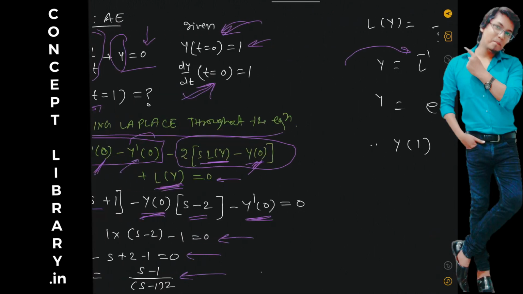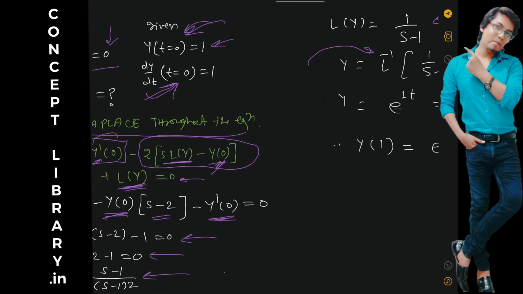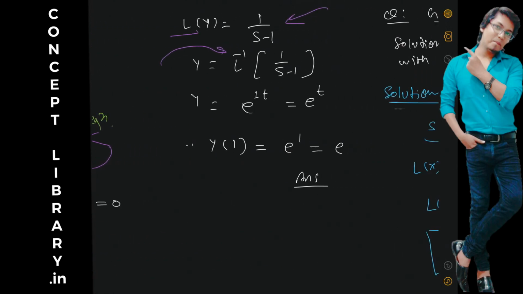Okay guys, till here we applied Laplace. Now you send this L that side, it will be L inverse, means now we are applying inverse of Laplace. Okay, so it is 1 by s minus 1, so it is nothing but e power 1t. E power 1t, simply I am writing for simplicity, this is going to be e power t. Fine. So they are asking y(1), substitute 1 here, we got e as answer.